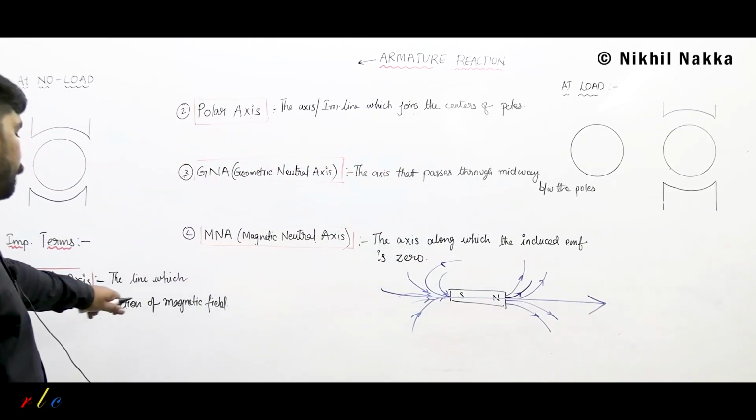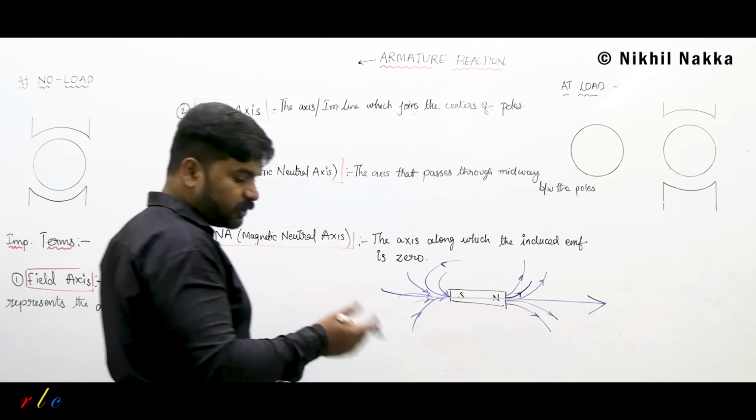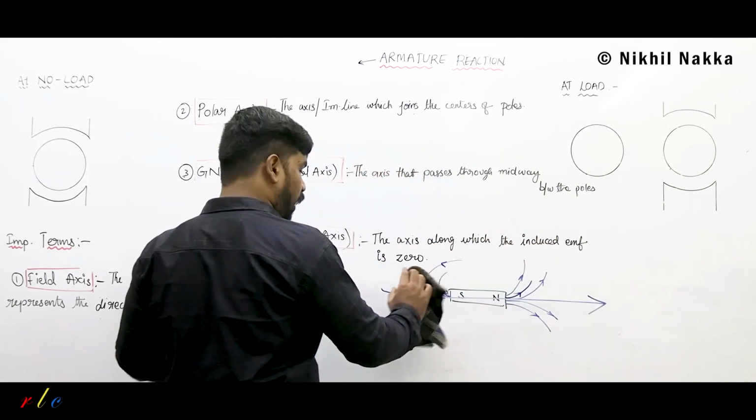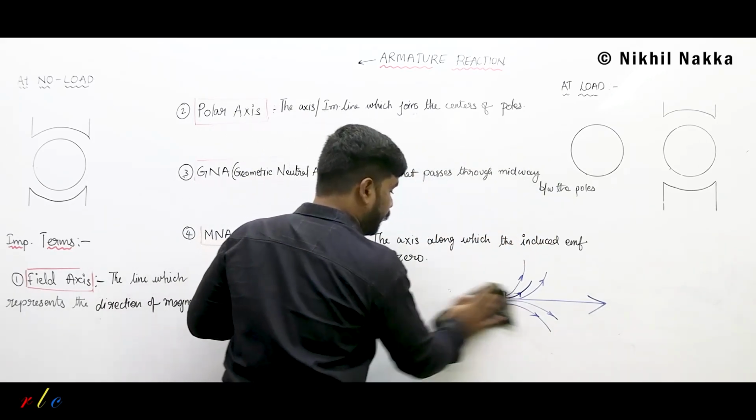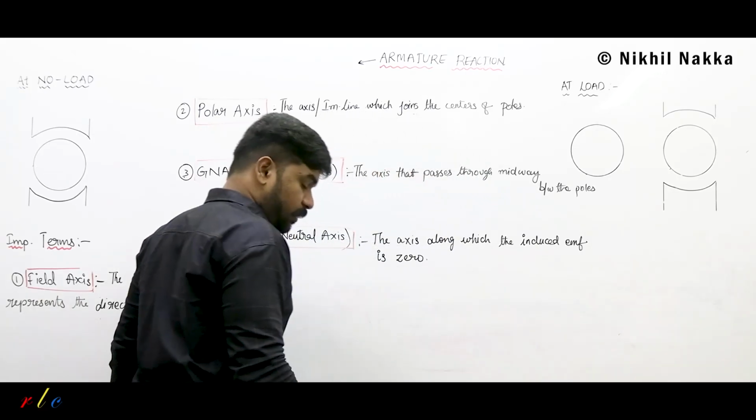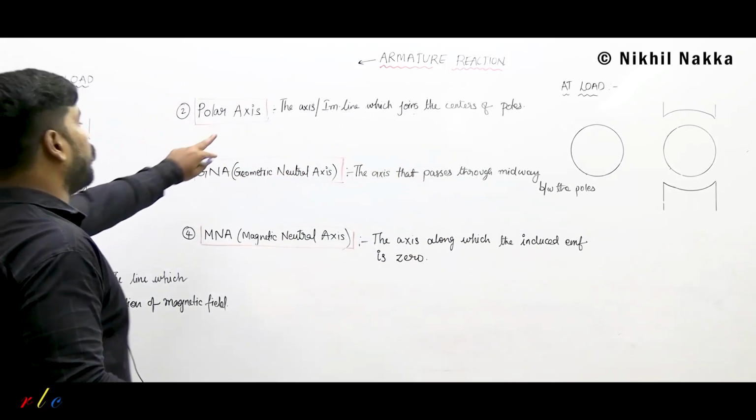Similarly, here also you will have some magnetic field for the main pole. That we will see as we move forward. So I hope you understood what the magnetic field direction means: direction along the north pole. Okay. Right. Now the next definition is the polar axis.